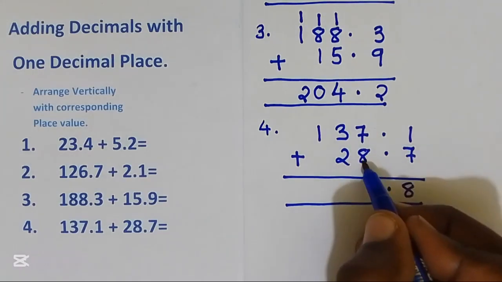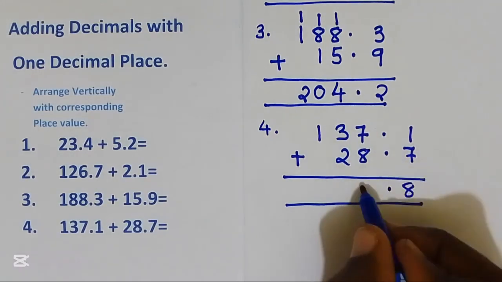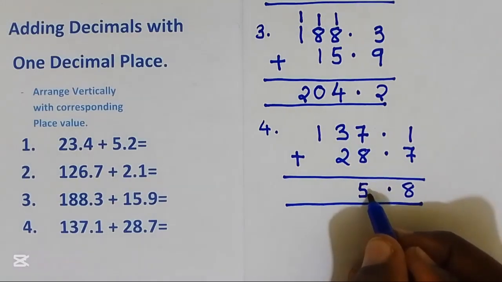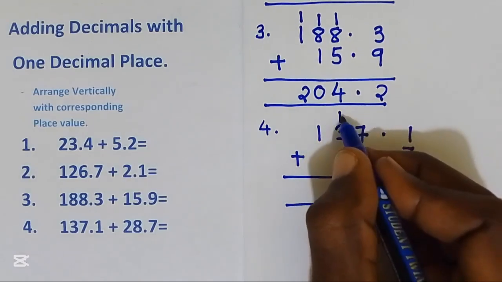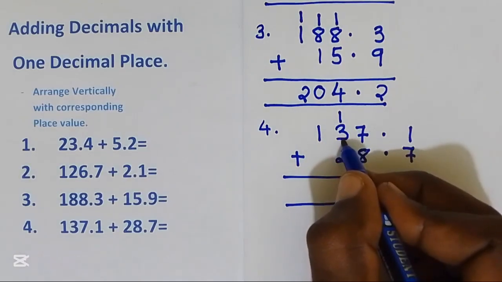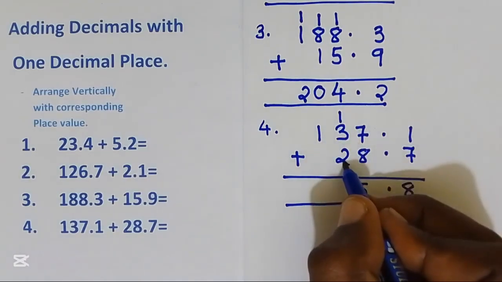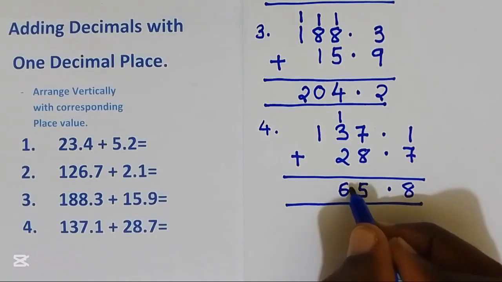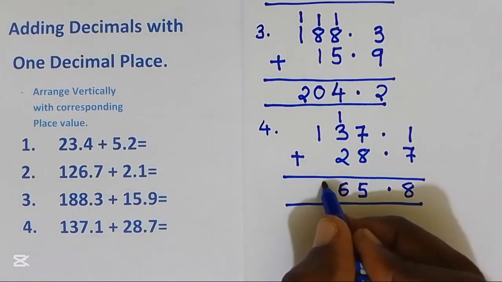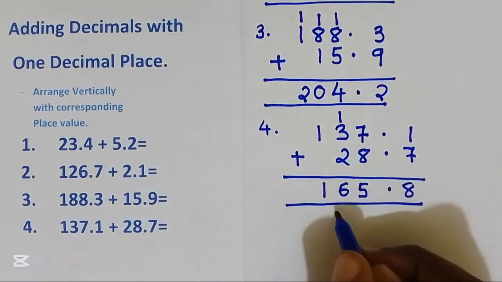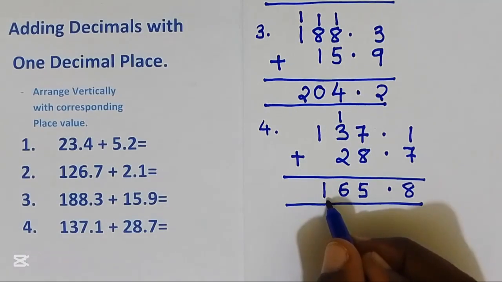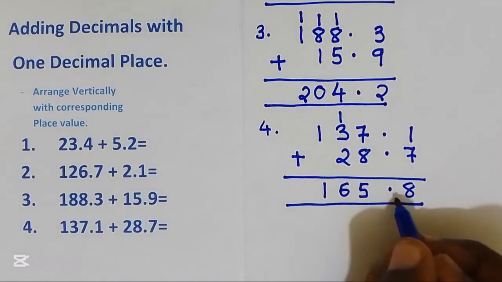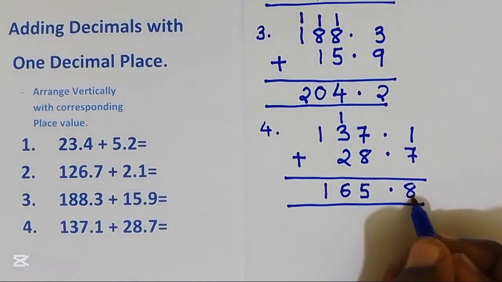7 plus 8, 15. We write 5. We carry 1. 1 plus 3, 4. 4 plus 2, we got 6. And then we are going to drop 1. So the answer is 165.8.